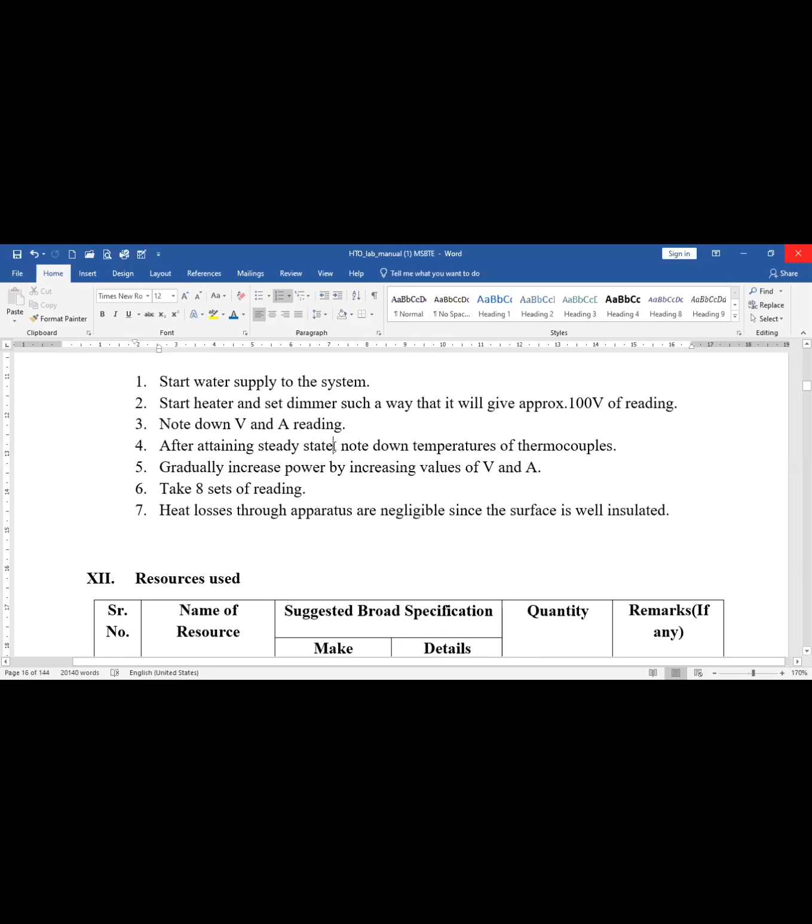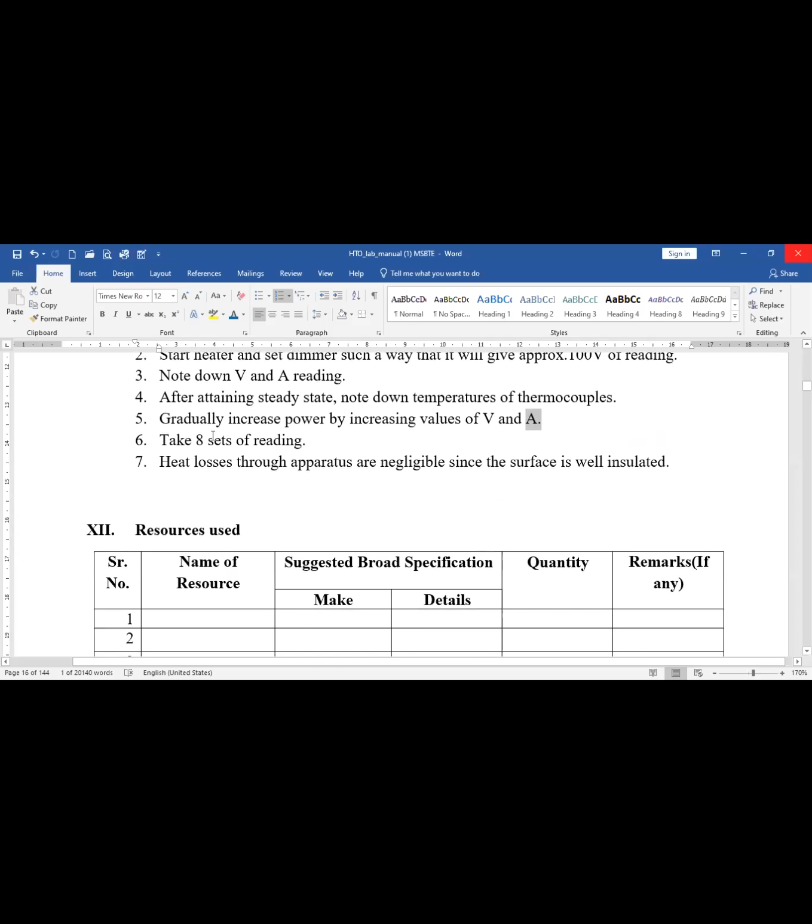After attaining the steady state temperature, normally it requires at least 1 to 2 hours. Note down the temperatures of the thermocouples. So we can have the readings, that is T1, T2, T3 and T4 if it is a rod, and T5 and T6 additionally if you are having the slab in the setup. Gradually increase power by increasing the values of V and A. So if you increase the voltage, simultaneously the ampere or the current is also going to increase, and we can have the different readings of temperatures. So take 8 sets of readings.